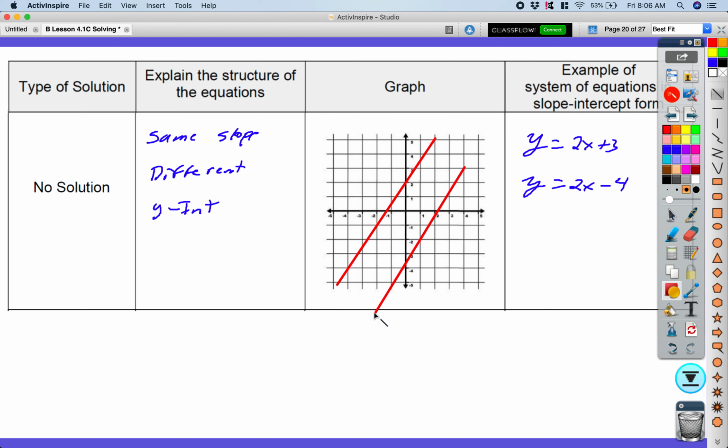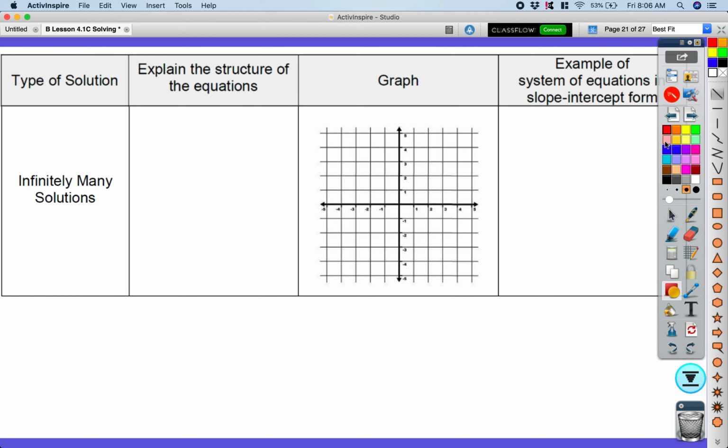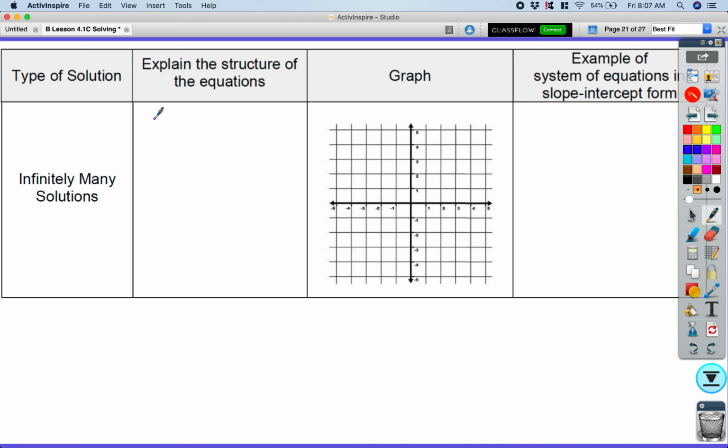So like there, that's parallel lines. All right, the last one out of these examples is infinitely many solutions. Infinitely many solutions means when it's simplified in y equals mx plus b form, they're going to have the same slope and same y-intercept.